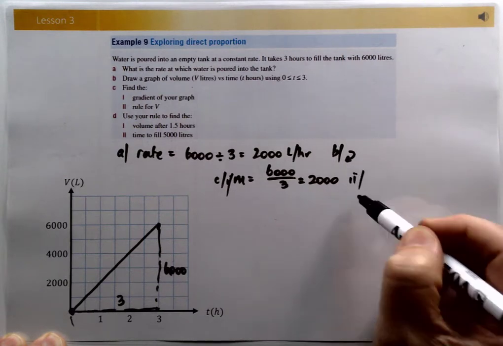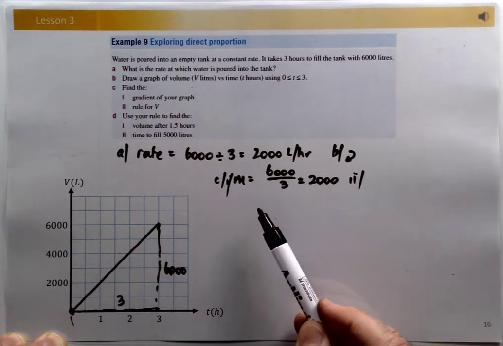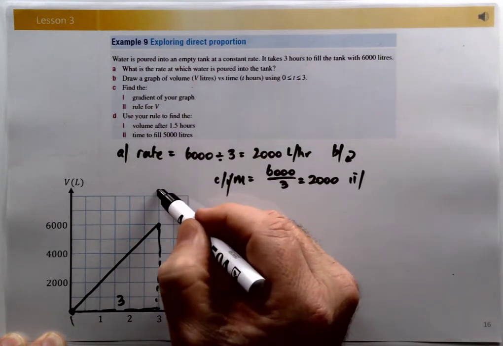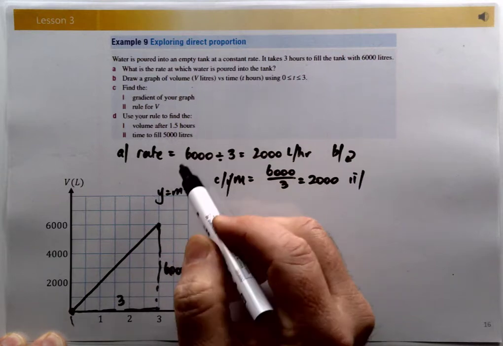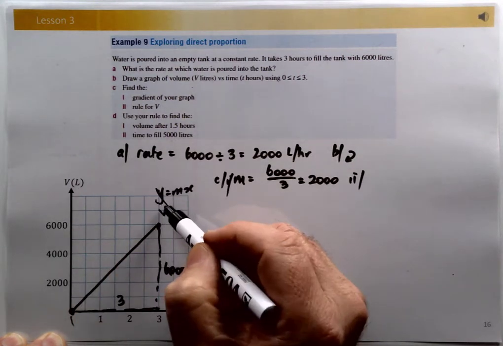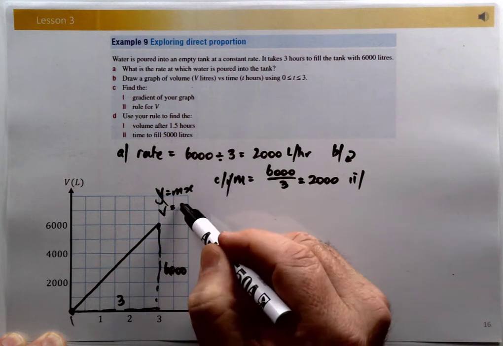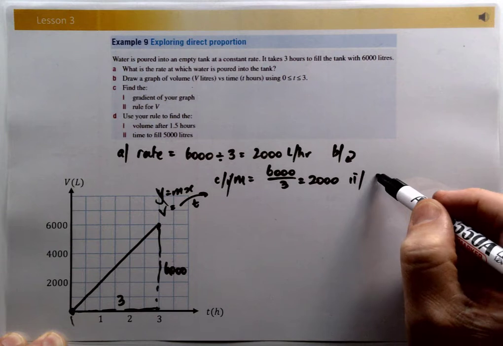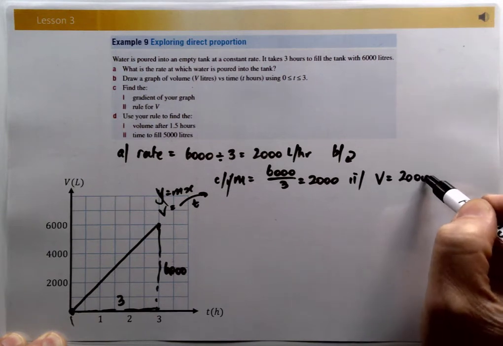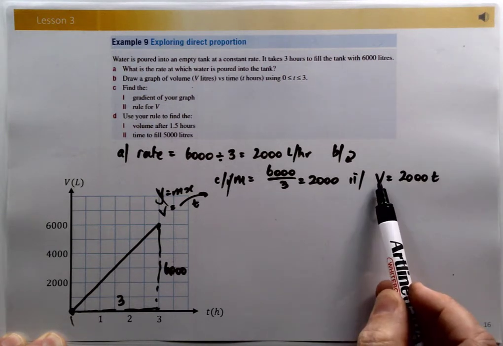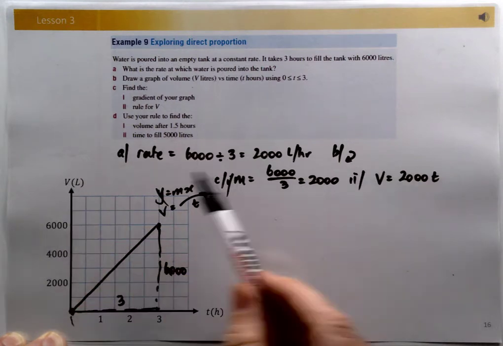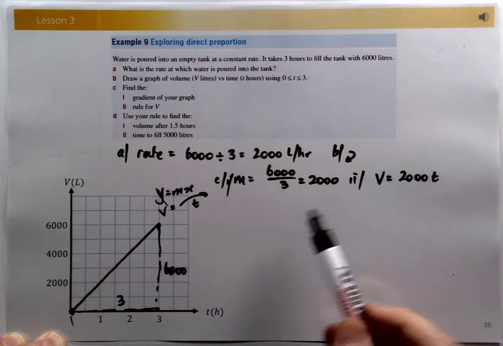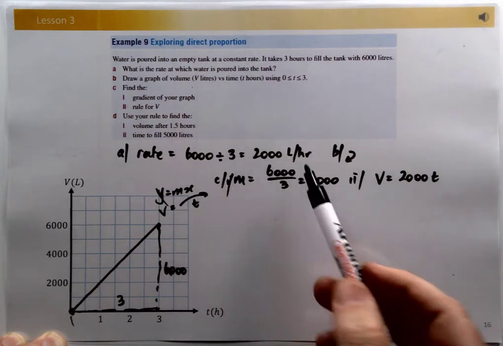Okay, part 2. We want to find the rule for this line here. Normally we'd be writing y equals mx, but this time y will get replaced with v, the m will get replaced with the number we've got from over there, and x will get replaced with t. So we're going to get v is equal to 2,000t. Again, we replace the vertical variable with v, we've replaced the horizontal variable with t, and we'll replace the gradient with either this rate or this. They're the same thing.